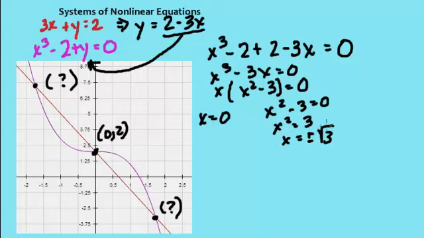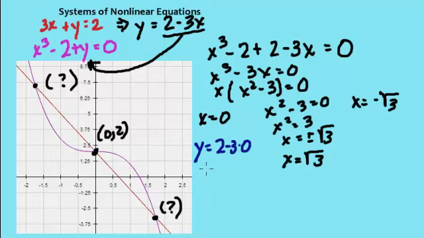Okay, so I have two answers there that I'm going to have to piddle with. I'm going to have to do x equals positive square root of 3 and x equals negative square root of 3. It's getting a little messy there. So if x is 0, I'm just going to plug that in up in my linear equation because that's the prettiest one. I think I'll do that in a different color. Make it a little easier to look at. We'll do blue. Y equals 2 minus 3 times 0. Y equals 2. My very first point is 0, 2.